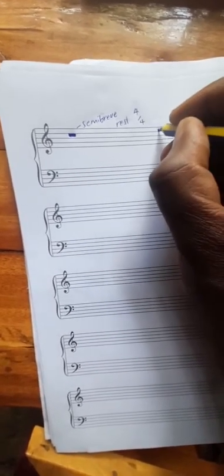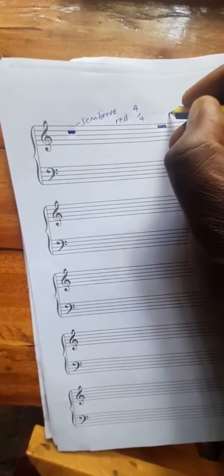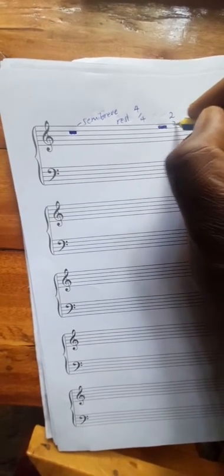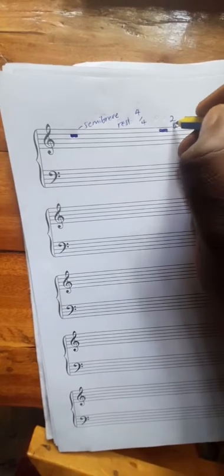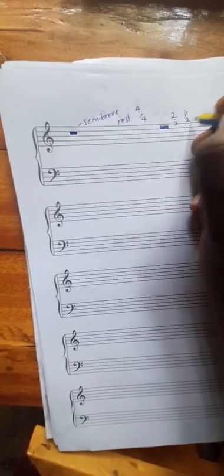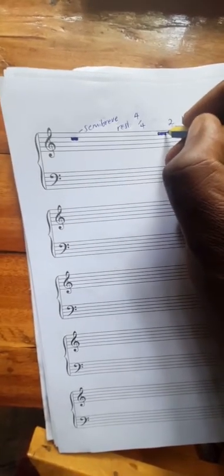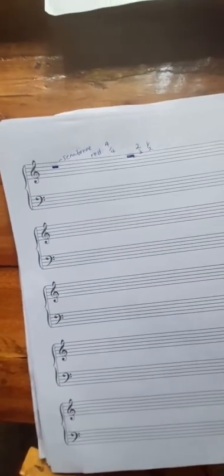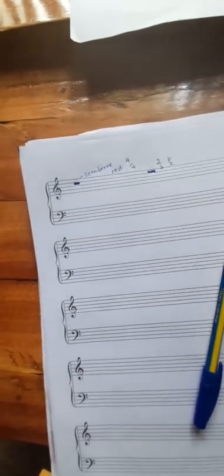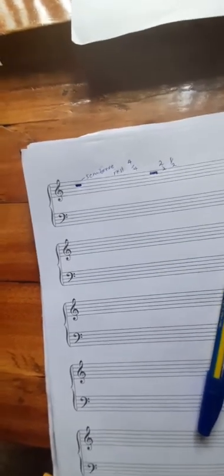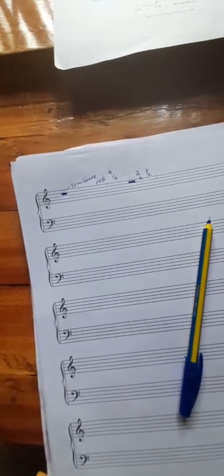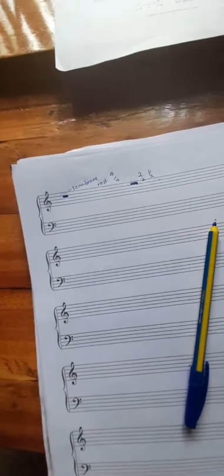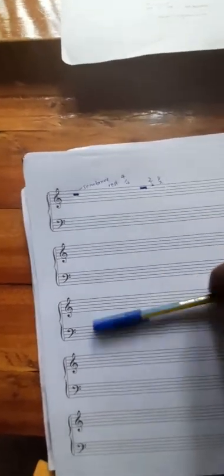Just like the minim, it has got 2 beats. That's why it's called a half rest. So it means that you'll have to rest for 2 beats. For example, happy birthday to you, 2. Happy birthday to you, 1 and 2. So like that, you have to rest.